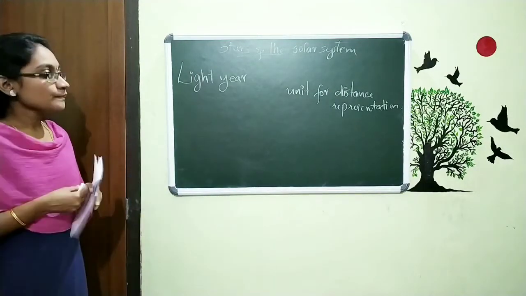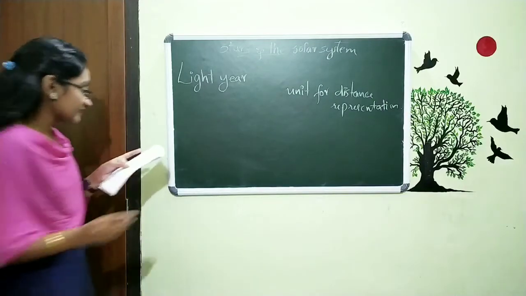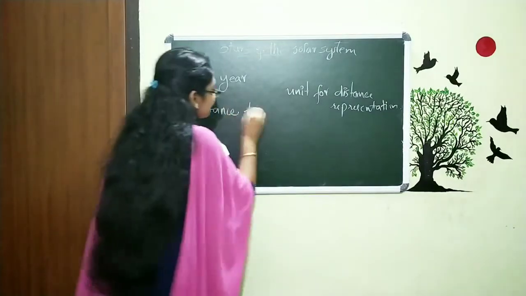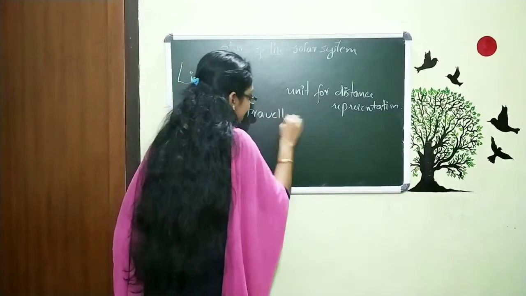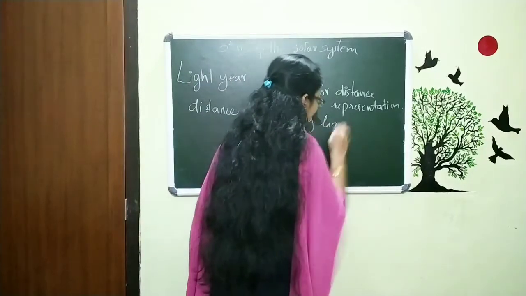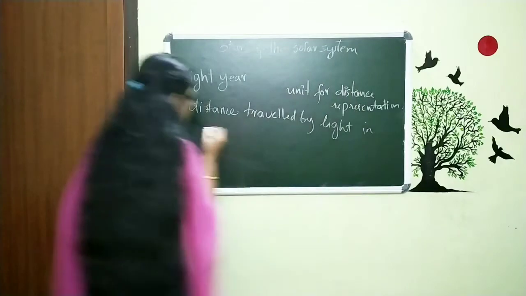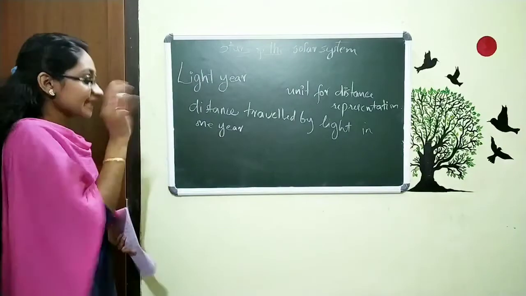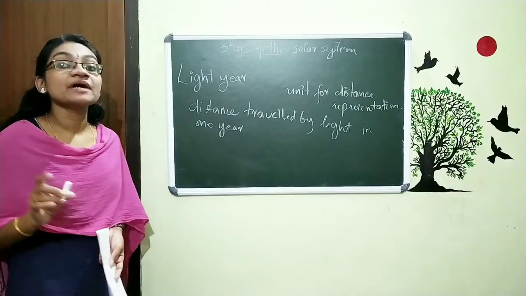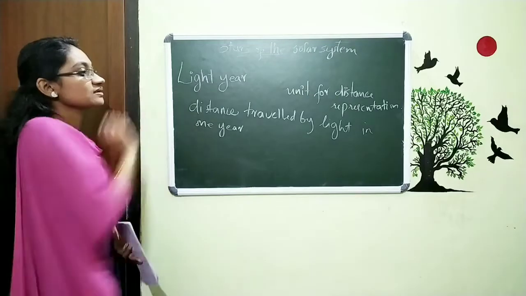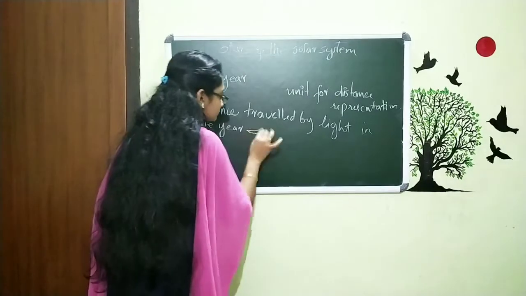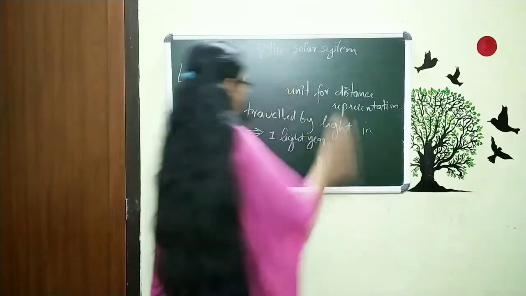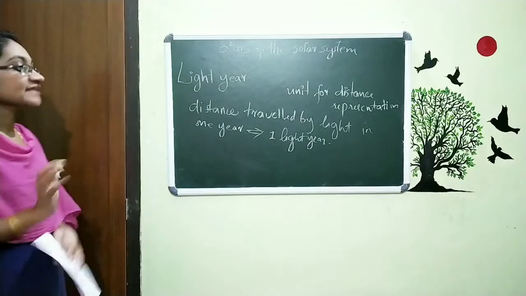That is the question. Actually, the light year is the distance travelled by light in 1 year. So, the light year is the distance travelled by light in 1 year. That is what? 1 light year. One light year. The distance travelled by light in 1 year.